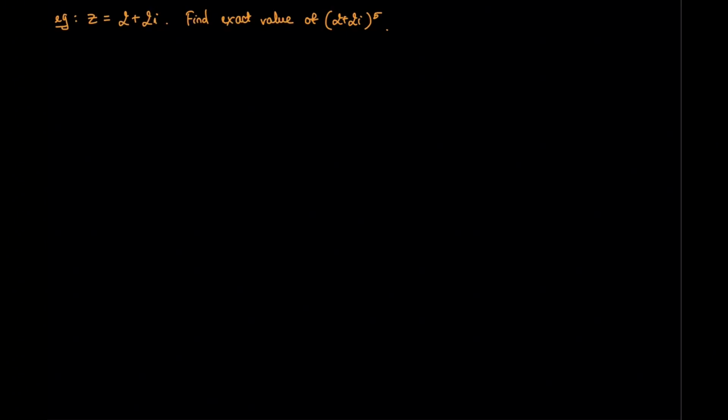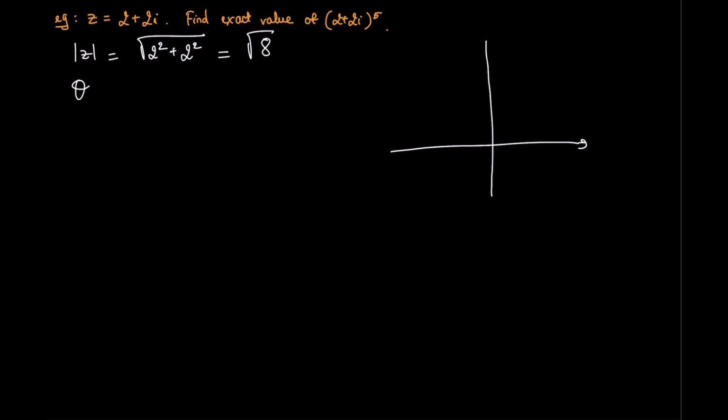Here's an example to practice on the De Moivre theorem. We have 2 plus 2i as our complex number, and the question asks us to find the exact value of 2 plus 2i to the power of 5. First, we have to convert this into polar form. So let's find the modulus first. We have the modulus equal to the square root of 2 squared plus 2 squared, which is equal to the square root of 8. And for the argument, let's draw an Argand diagram.